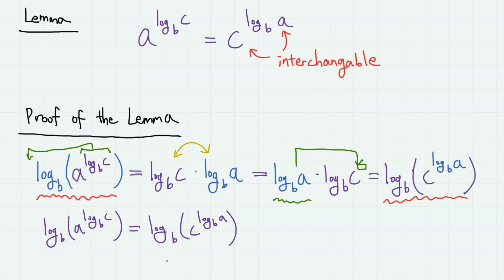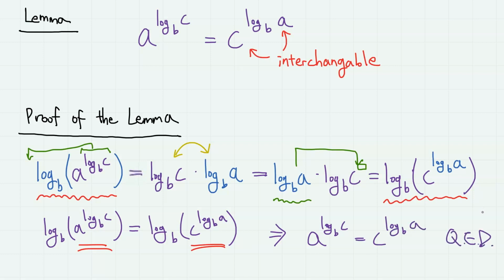Therefore, from this relation, these parts must be the same. So we have a to the power of log base b of c equals c to the power of log base b of a. Hence, we have proved the lemma. And now let us apply this to our specific equation.